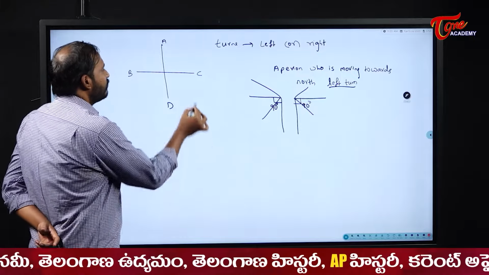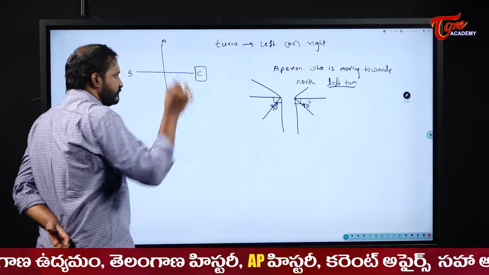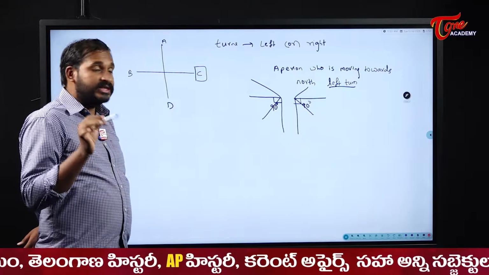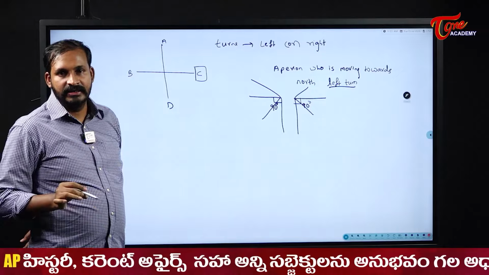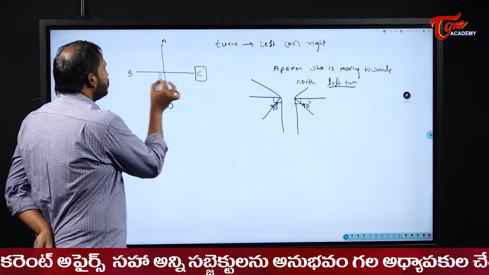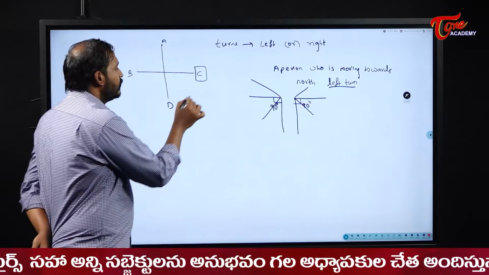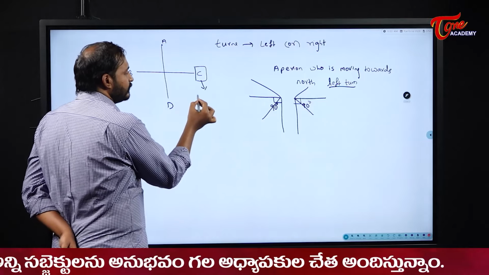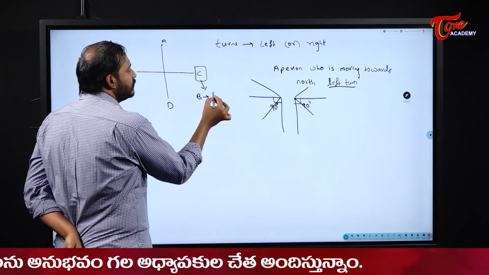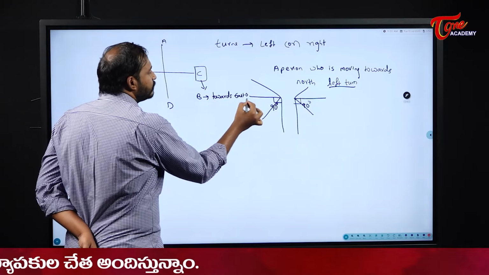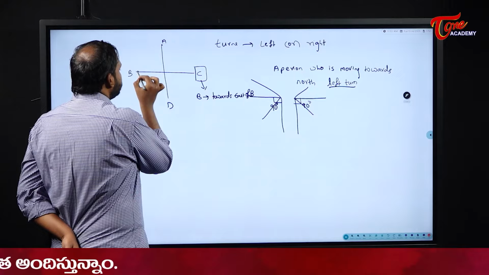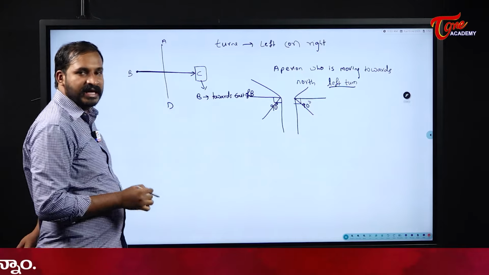Now please see here, if I want to tell the position of C, the position of C will change with respect to whom we are telling. For example, what is the position of C with respect to B? With respect to B, he is towards east of B, right? Towards east of B.